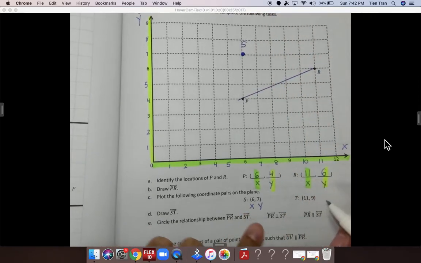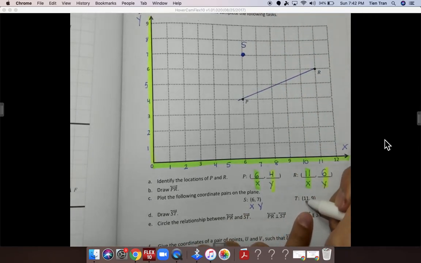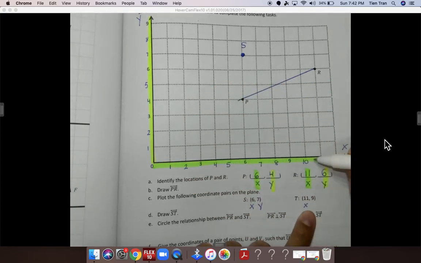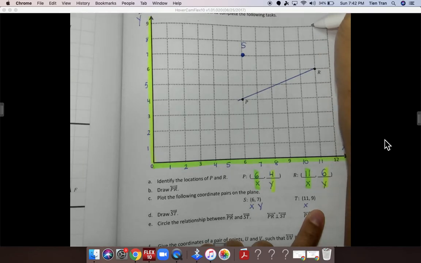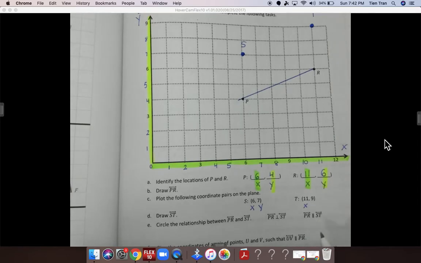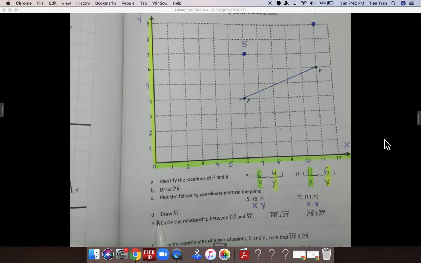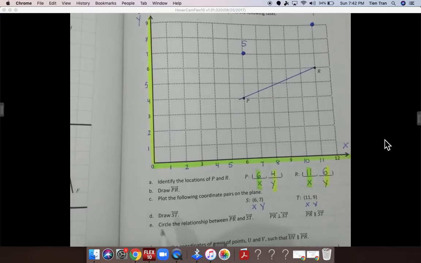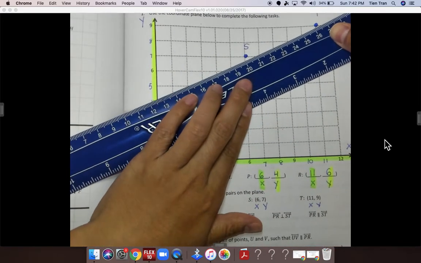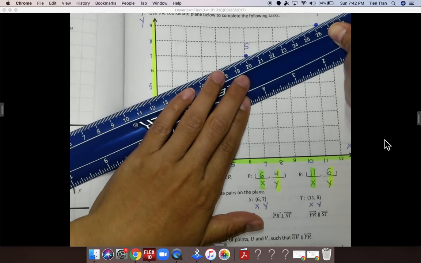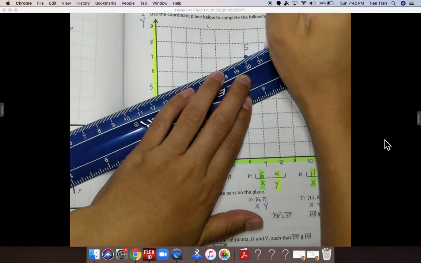And now I'm going to find my coordinate for T. For T, I'm going to make sure I move on the x-axis 11 times, and then I need to move up 9 times. So I'm moving all the way up to 9. So this is my coordinate T. So I completed that. For D, it asks you to now draw a line for S and T. So I'm going to connect these 2 dots right here.